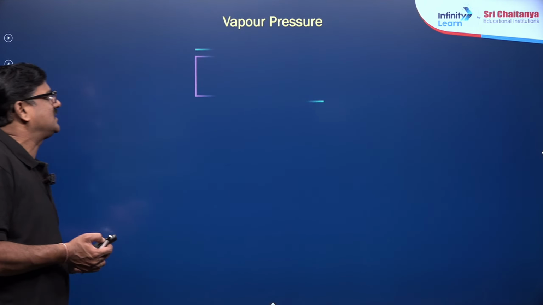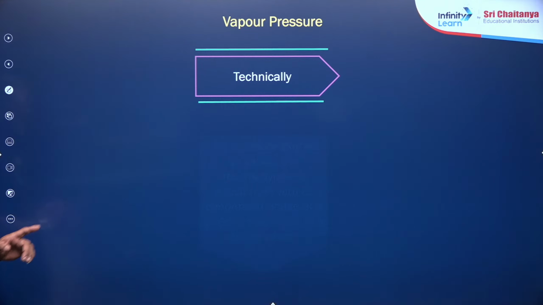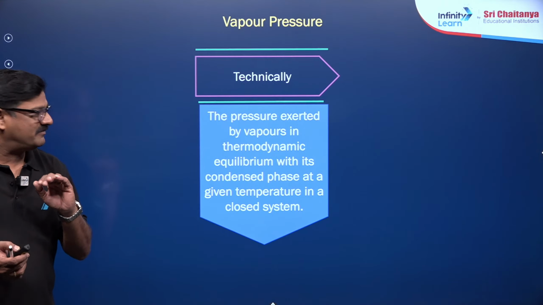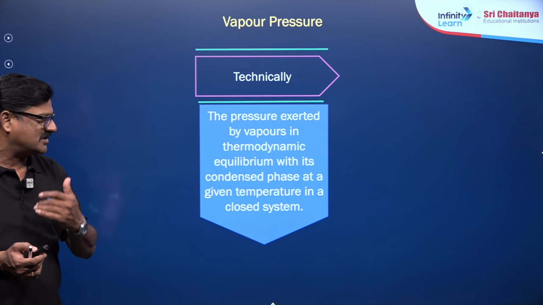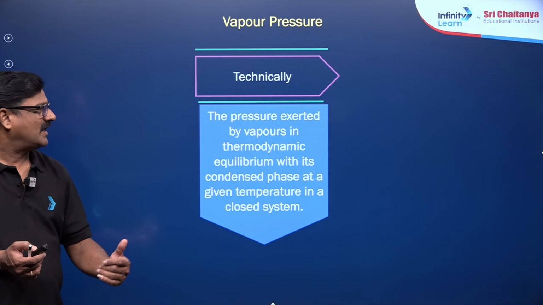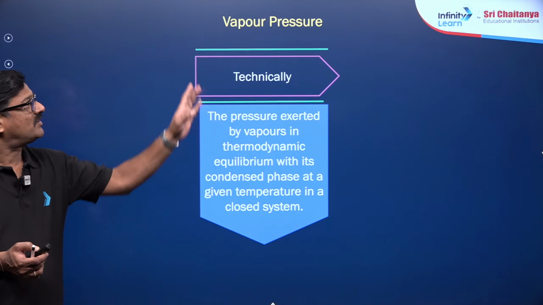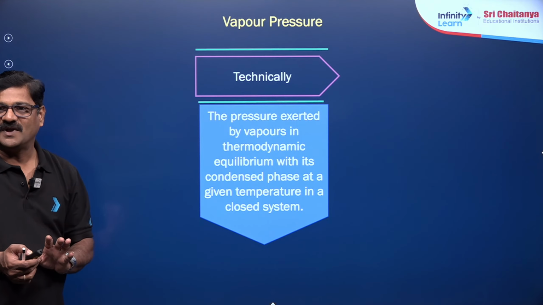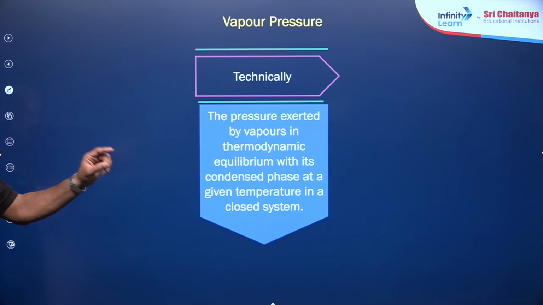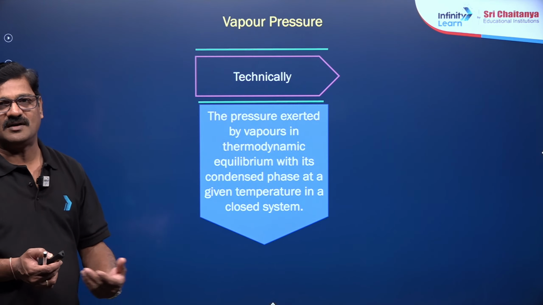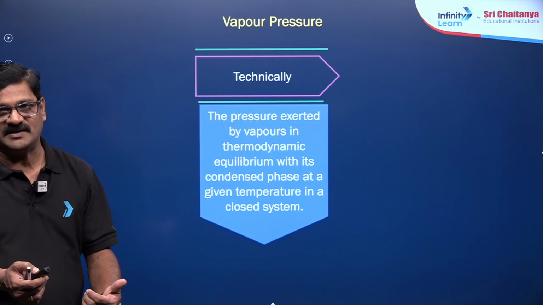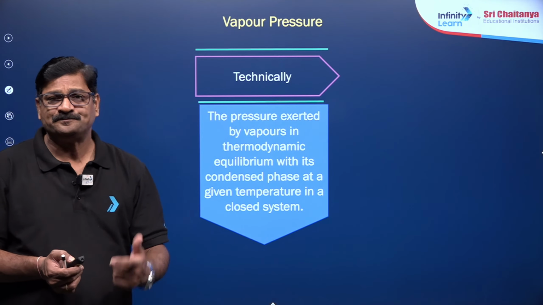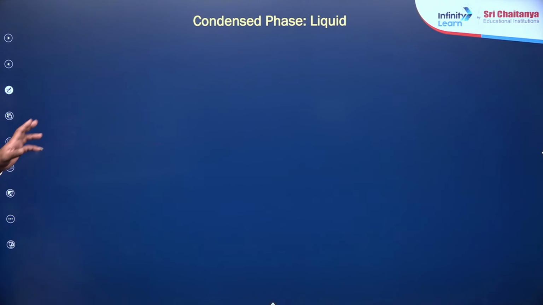Technically, vapor pressure is the pressure exerted by the vapors in thermodynamic equilibrium with its condensed phase at a given temperature in a closed system. That is the technical definition of vapor pressure. Based on this, you can derive many laws. Raoult's law and Dalton's law are applicable here, and all the colligative properties are directly linked to the vapor pressure. Here you can see the condensed phase and the liquid phase.